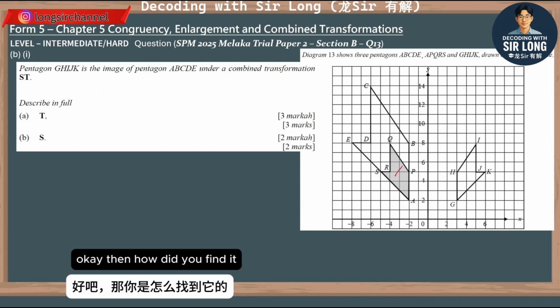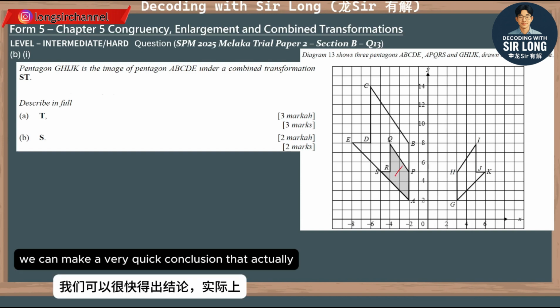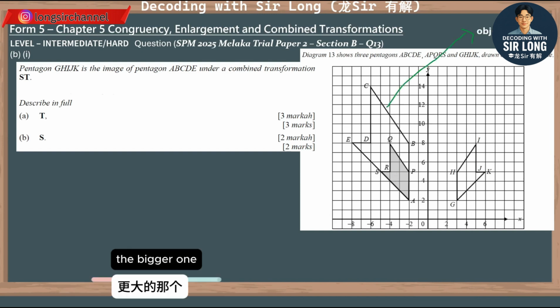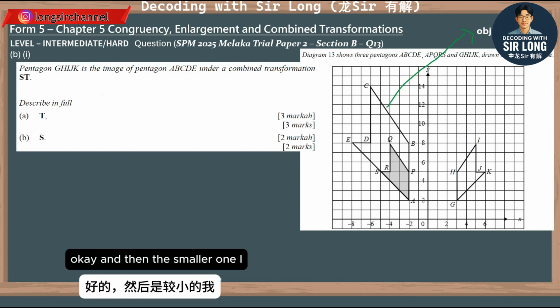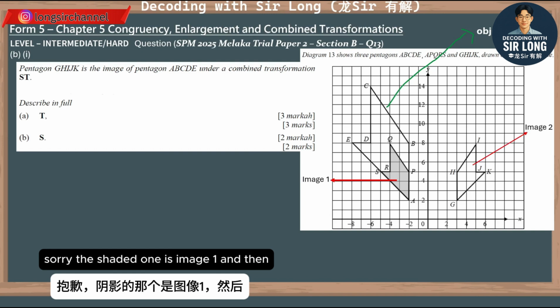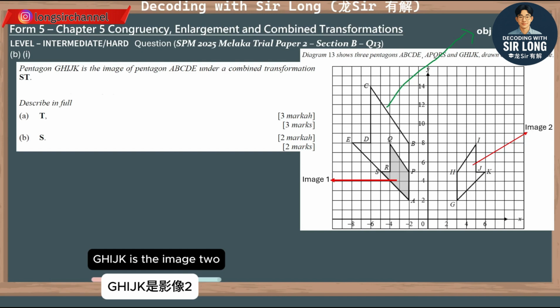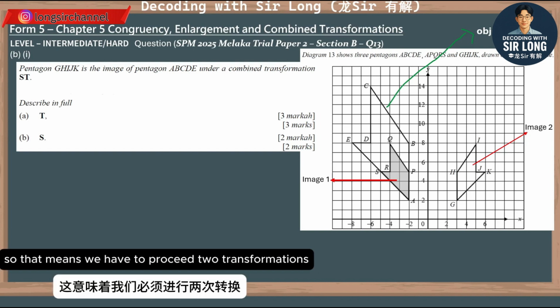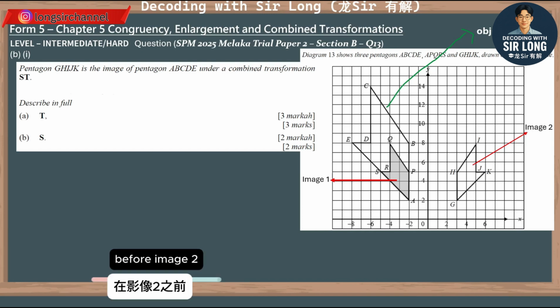Okay, then how to divide it? We can make a very quick conclusion that the bigger one is the object, am I right? Okay, and then the smaller one, the shaded one, is image 1, and then GHIJK is image 2. So that means we have to perform 2 transformations to get image 2. Then how do we perform?